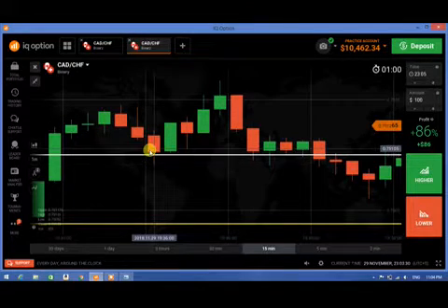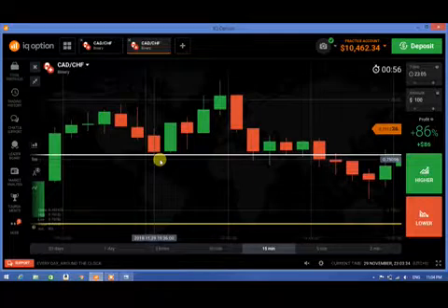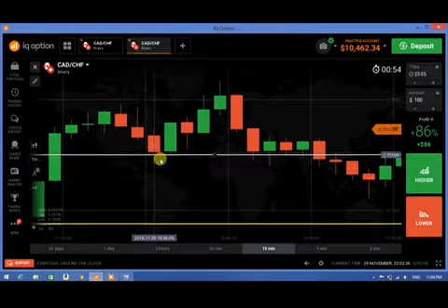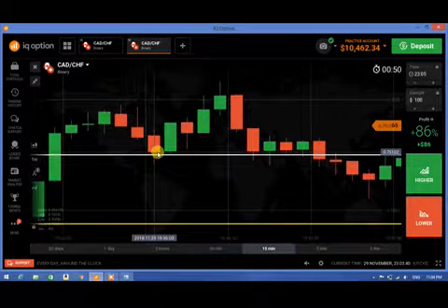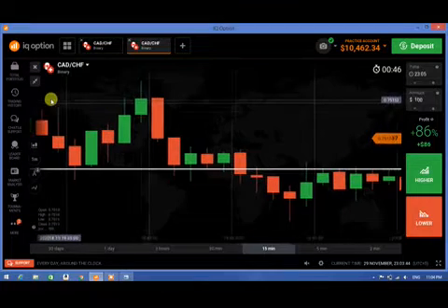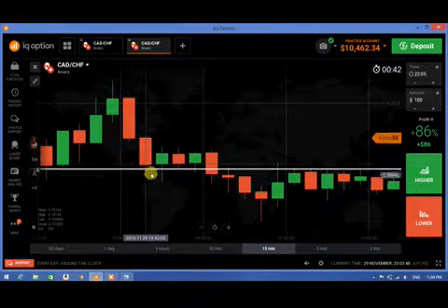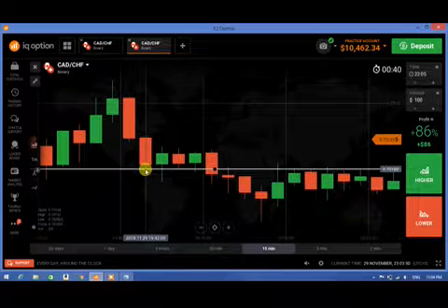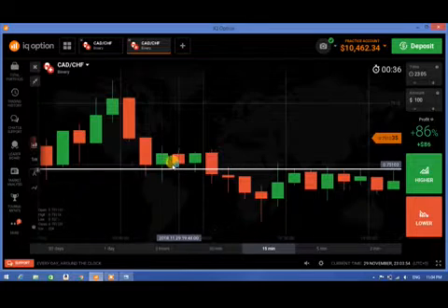The wick says that the price is rejected to move down, as well as is touching our support line now, and it's confirmed the price is going to move up, and it moved up. Now the price came back down, it's touching the white line, and it's showing the wick that it's going to move up, and it moved up.